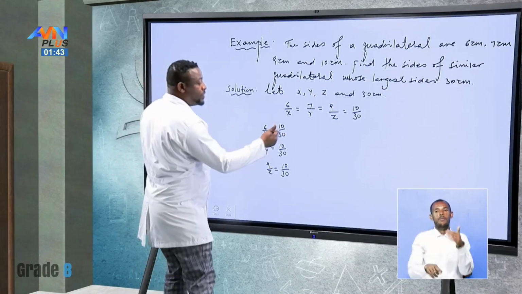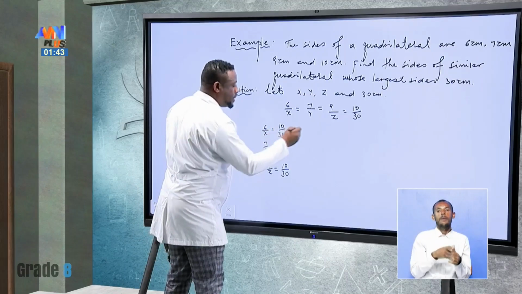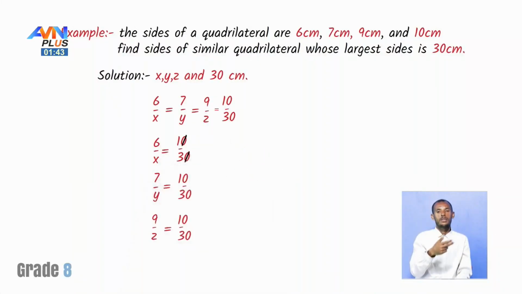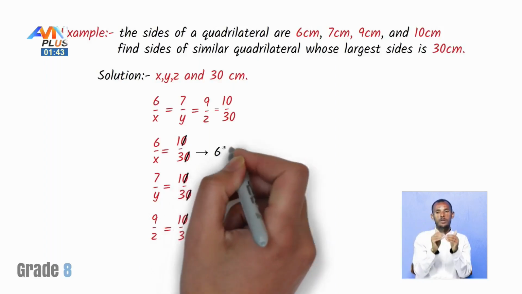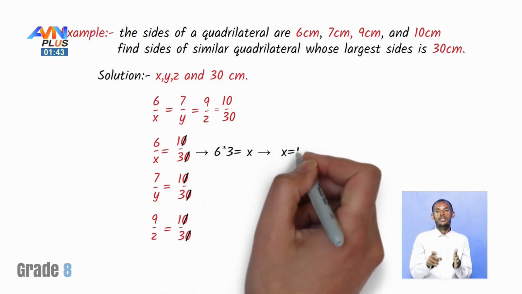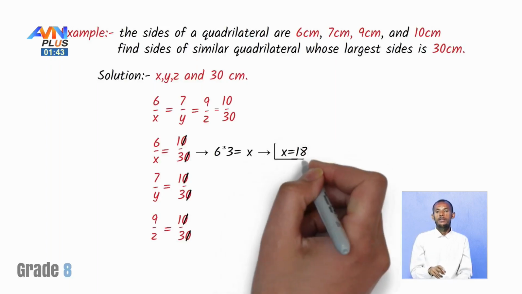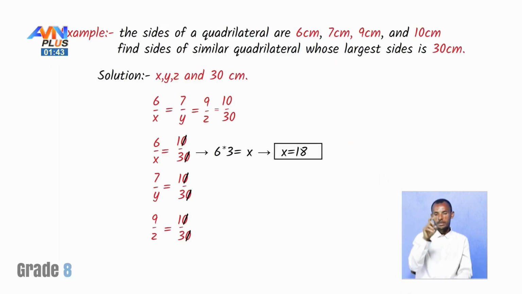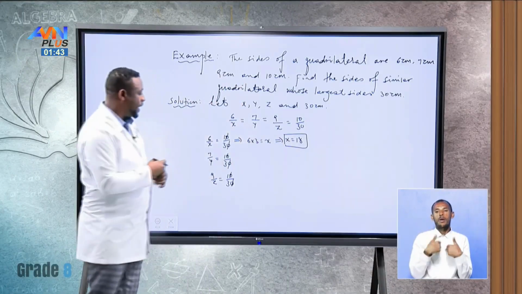So from the first one, you can simplify each of these things, so that our calculation will be easier. So crisscross each equation. 6 times 3 is equal to X. So this implies X becomes 18. Okay, so we have one of the sides.